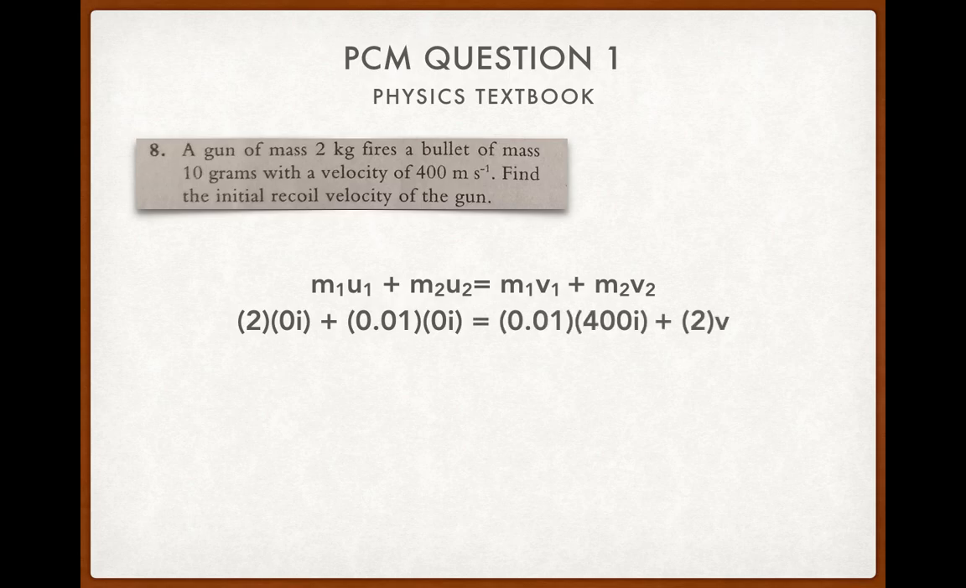So initially, the velocities U1 and U2 are 0 because they're at rest. And then after the bullet is fired, its mass is 10 grams, so 0.01 by 400i. So we're saying that the bullet is going to the right. And then we have 2 by V for the momentum of the gun. And then when you solve it, you get V is equal to minus 2i, meaning that the gun is going to go in the opposite direction to the bullet, which is referred to as a recoil velocity. And I'll show you a few videos on recoil velocity in a moment.